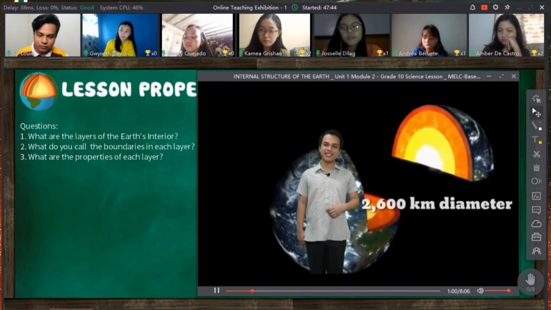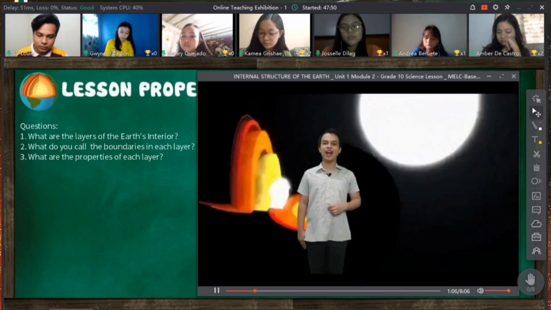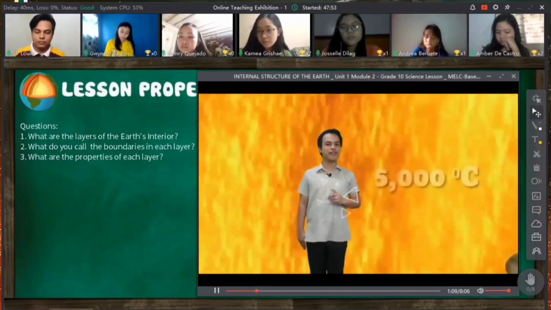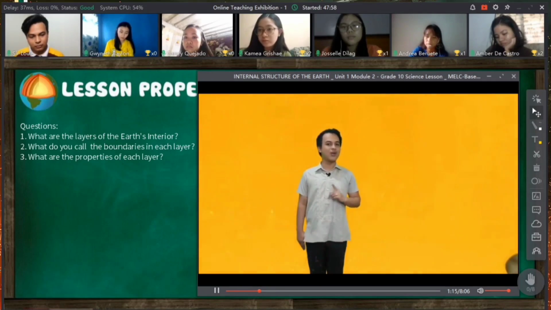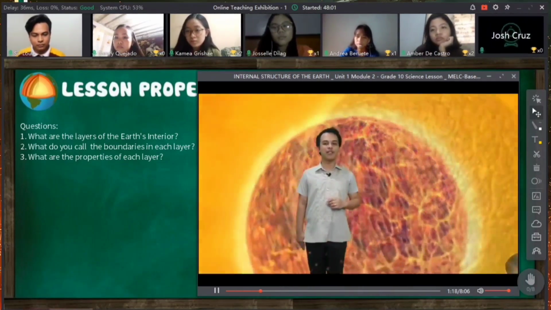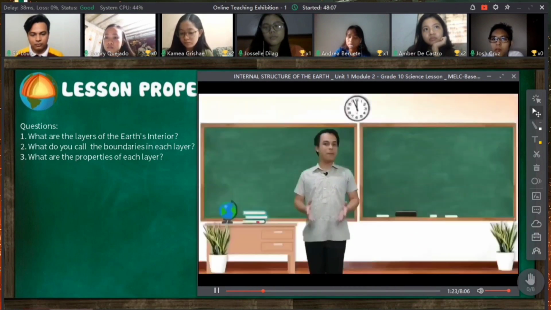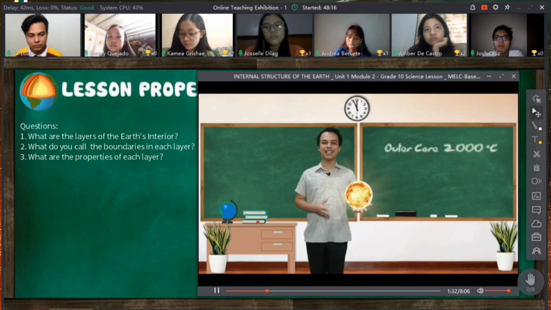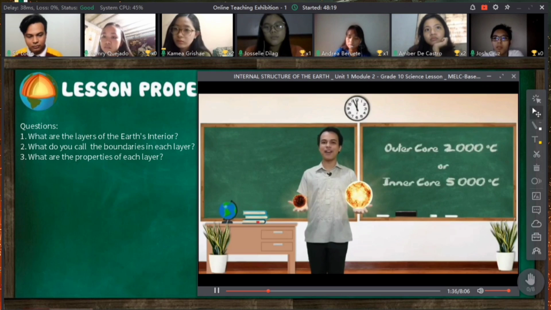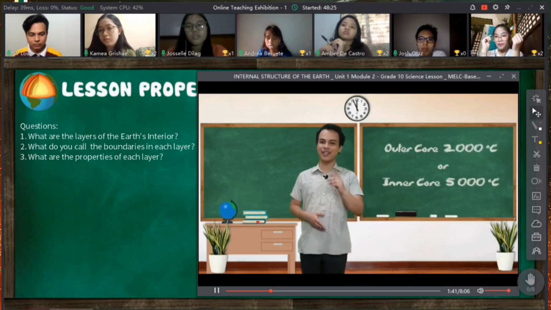The inner core has 2,600 kilometers in diameter and consists of iron and nickel alloy. Ang inner core ng ating daigdig ay may approximate temperature na 5,000 degrees Celsius. Ito ay mas mainit ng 250% sa sumunod na layer, which is the outer core na may approximate temperature na 2,000 degrees Celsius at may kapal na 2,250 kilometers. Kung pagbabasihan ng mga approximate temperatures ng mga innermost layers ng ating daigdig, sino kaya ang mas mainit? Ang outer core na may 2,000 degrees Celsius o ang inner core na may 5,000 degrees Celsius? Kung sa tingin mo na mas mainit ang inner core, you are right.